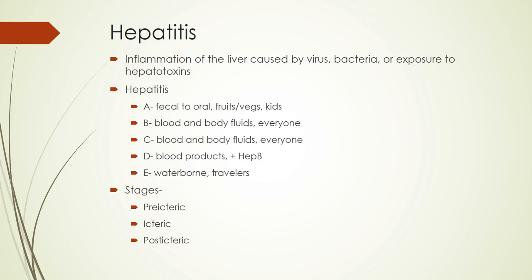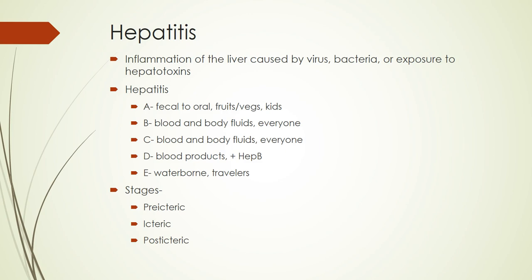There's hepatitis A, which is usually fecal to oral. It can usually be picked up from fruits and vegetables, and usually it's transmitted between kids. They tend to not be able to keep their fingers out of their orifices, and next thing you know, they're touching stuff and putting things in their mouth. So it's a very easy way for them to get it.